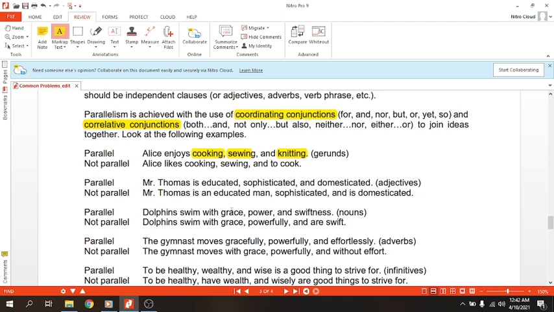Atau nggak, Mr. Thomas is educated, sophisticated, and domesticated. Jadi harus semua adjective. Oh, she's friendly, lovely, ya, and kind-hearted. Itu. Jadi bukan oh she's lovely and like sharing, like doing charity, itu kan salah karena tidak setara. Oke, misalnya kayak saya ketik ya biar kamu lihat bedanya.